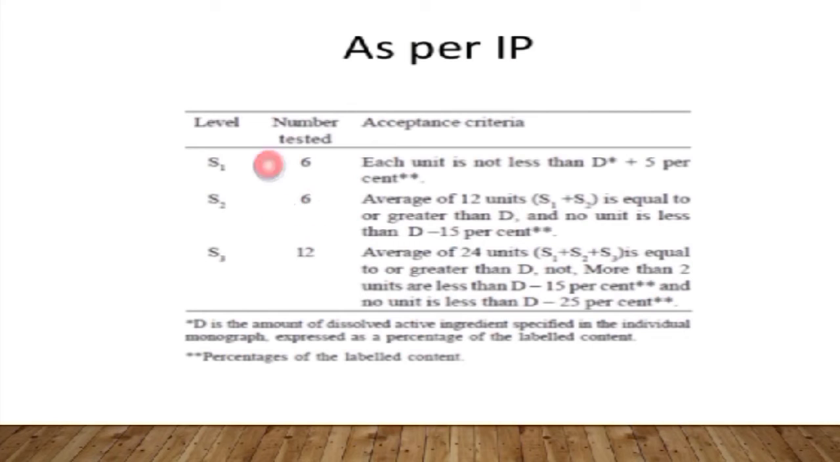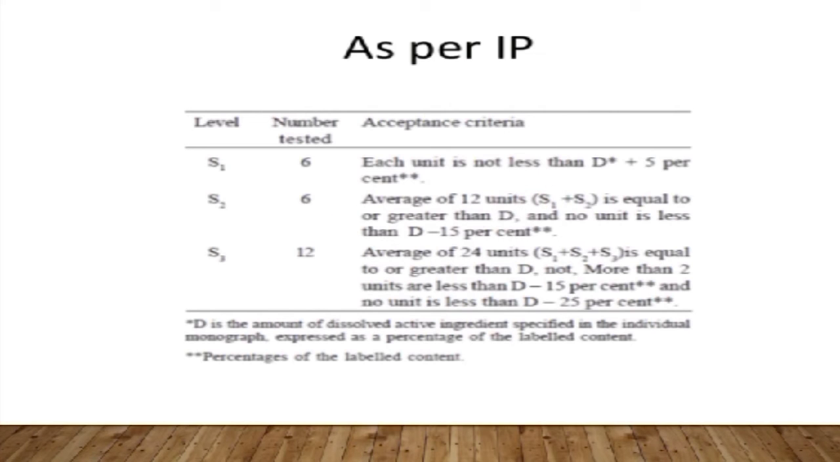Take another 6 tablets. The average of 12 tablets, S1 plus S2, is equal to or greater than D, and no unit is less than D minus 15%. This means that the average of the tablets should be equal to or greater than D. That is, if my D is 50%, it should be 50 or greater. It should not be less than D, and no unit is less than D minus 15%.